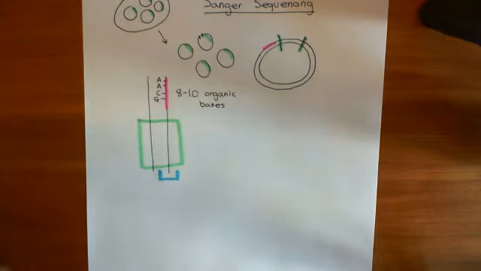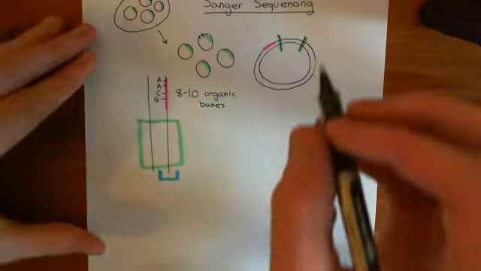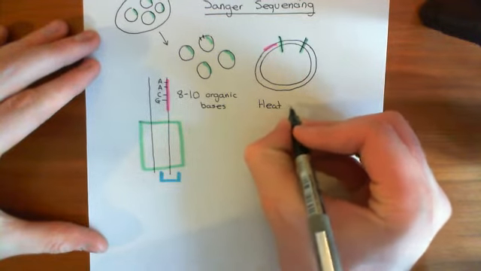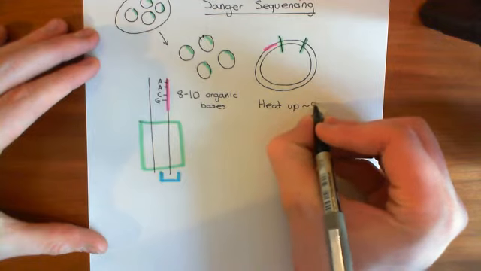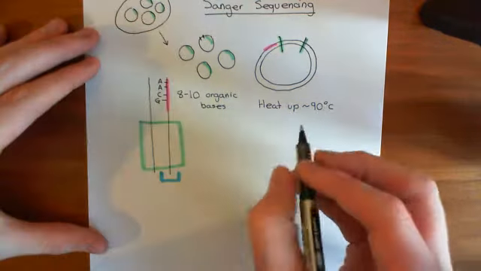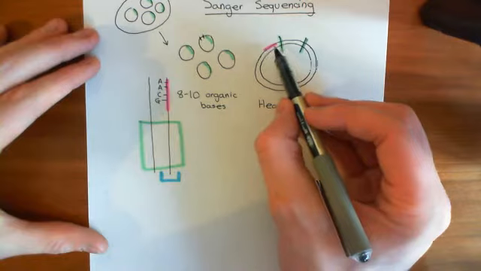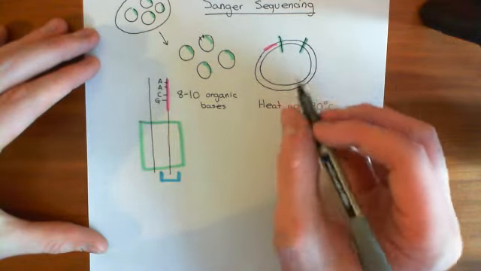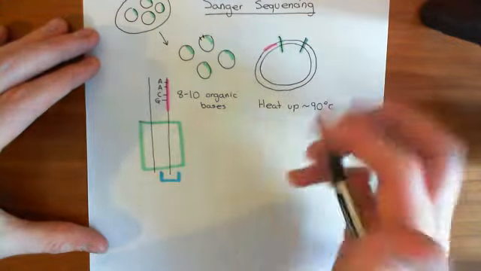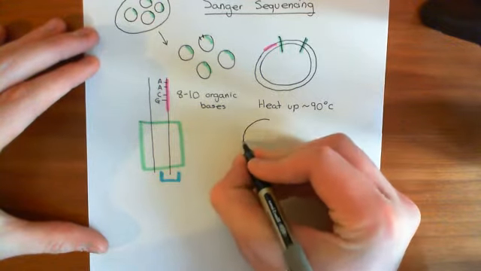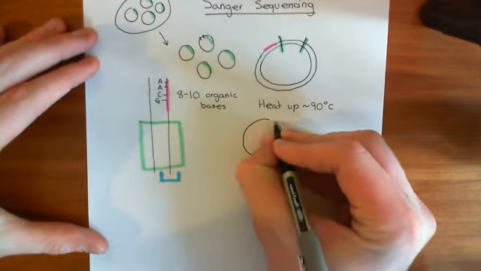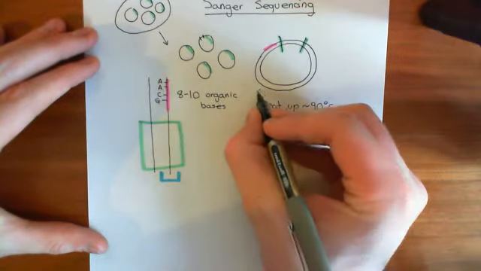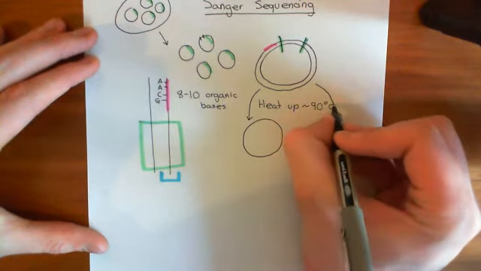Okay, so one of the first things we're going to do is heat up all our plasmids to around 90 degrees Celsius. And the reason we're going to do this is to break all the hydrogen bonds between the complementary organic bases on both strands. So what this is going to do is cause both strands to fall apart. So this plasmid, which was double-stranded, is going to fall apart into 2 single-stranded pieces of DNA, like so.